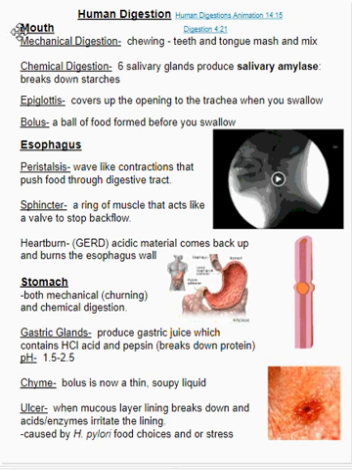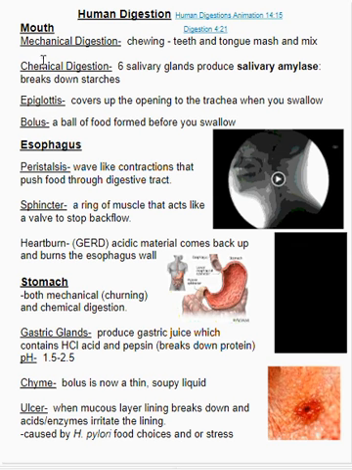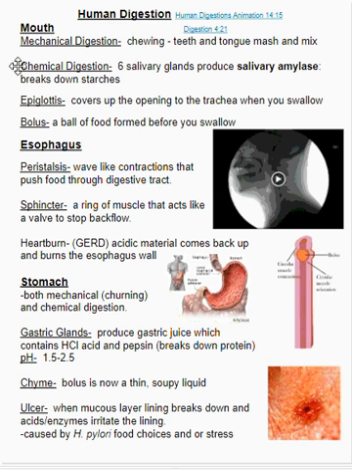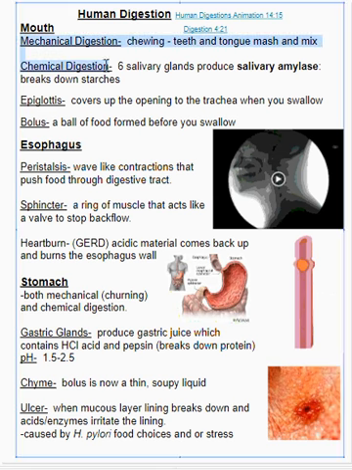We're going to start right off at the opening to the digestive system where mechanical digestion and chemical digestion begin, and that's the mouth. All right, the chewing action of the teeth mashes up and mixes the food with saliva. And this is going to increase the surface area so that enzymes and acids can come in contact with more of the food.